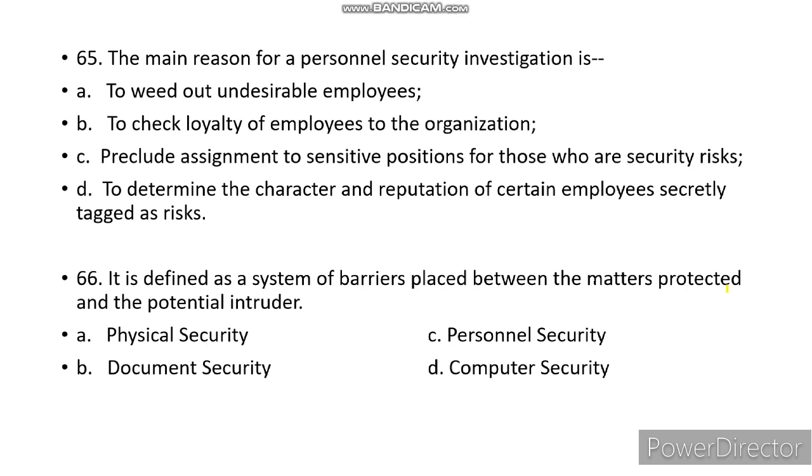65. The main reason for personal security investigation is what? What is the main reason? Just give me the reason. The main reason. So that's C. Preclude assignment to sensitive position for those who are security risk.